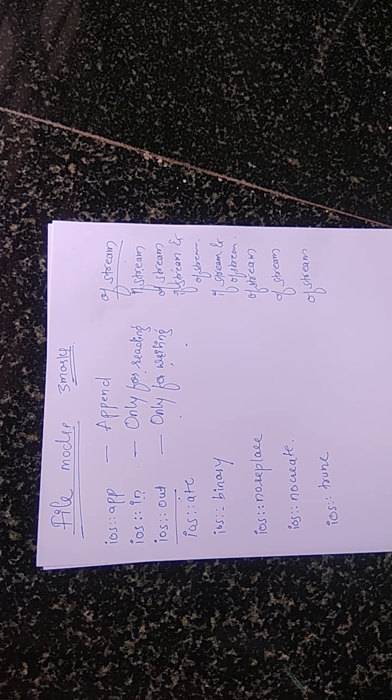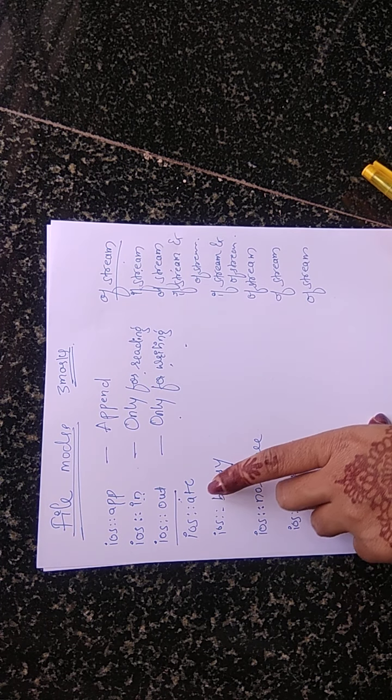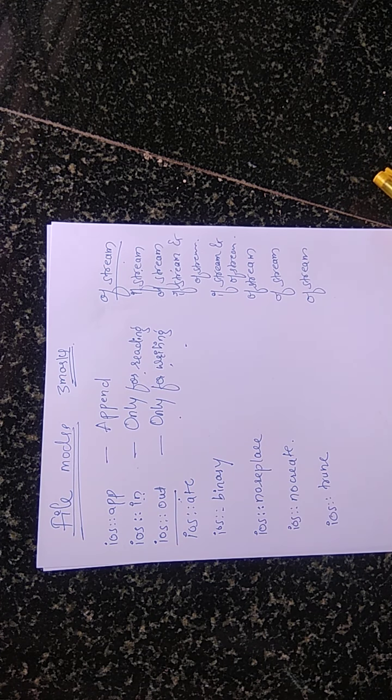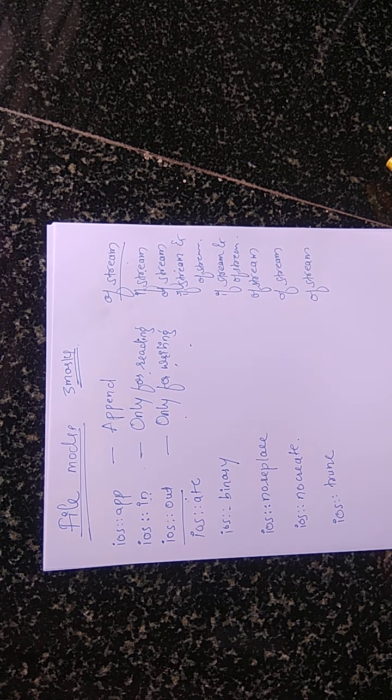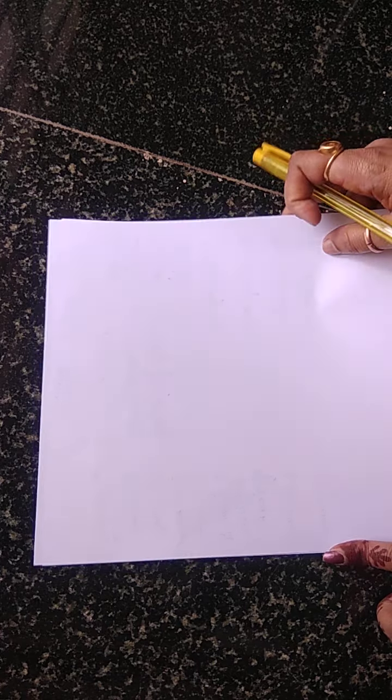Done. So this was what we had covered in the previous sessions. Just one little change: in the previous class I told you that ate and binary belong to only one single stream class. But these ate and binary belong to both ifstream and ofstream classes. Fine. So these are all the things which we have to cover in opening files.